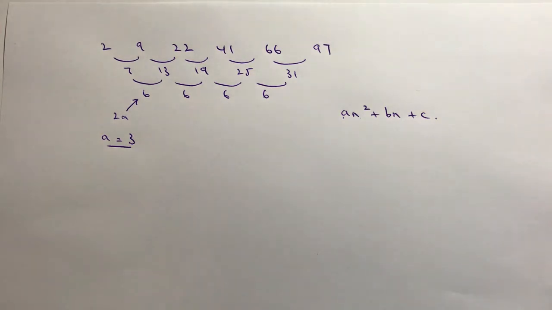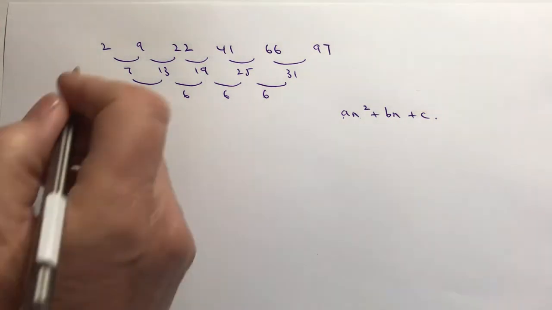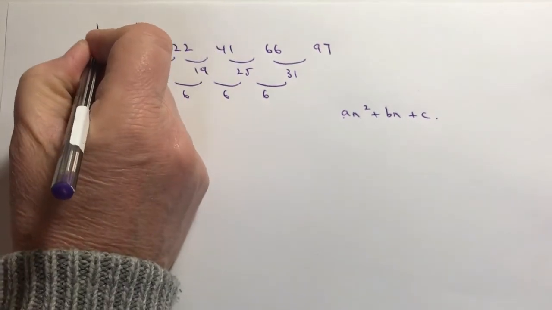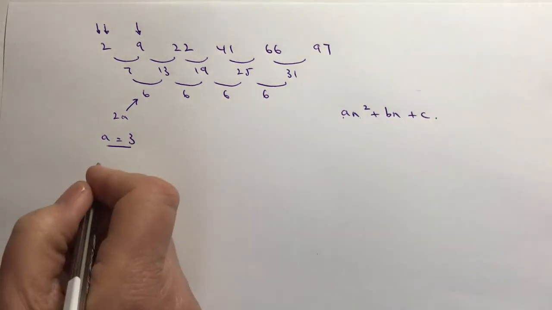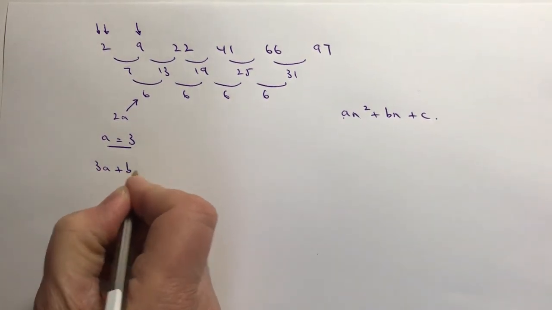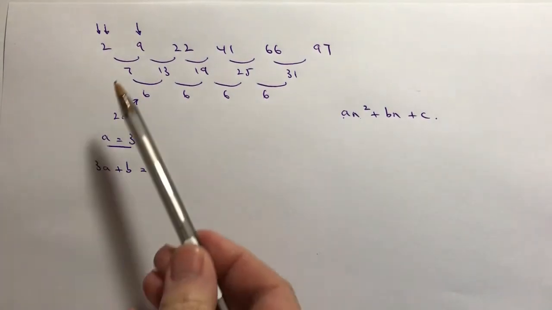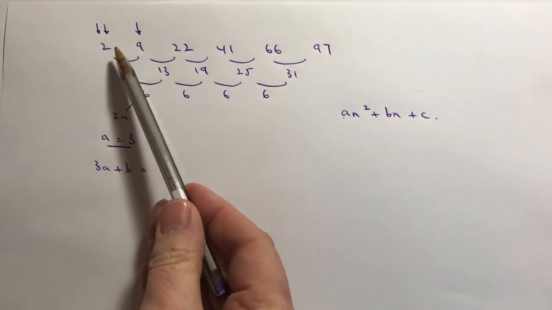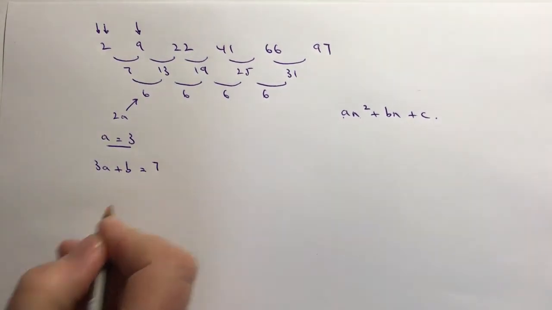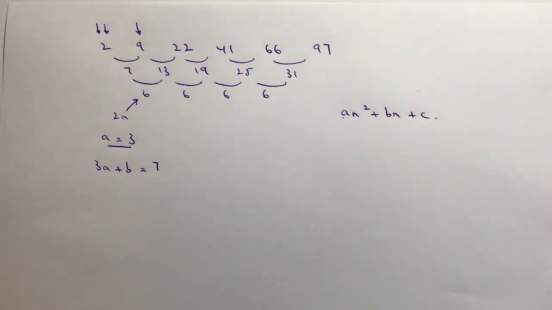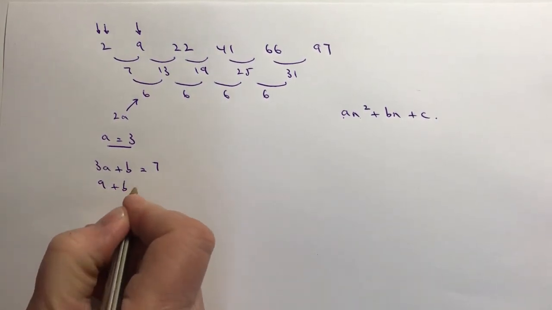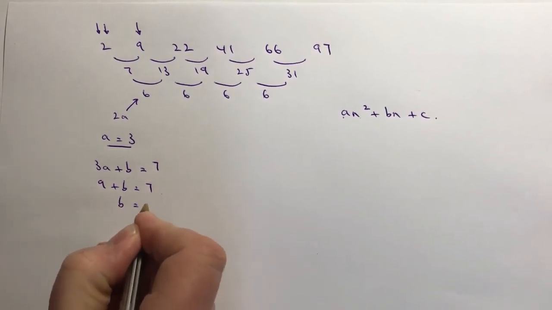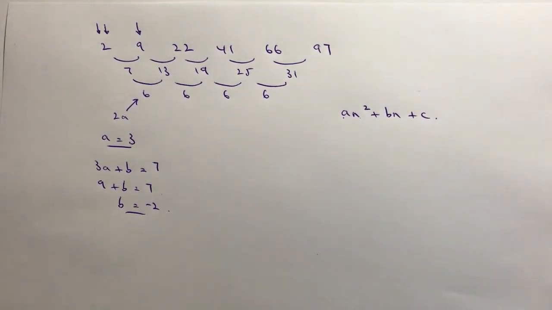Okay, then the next thing I'm going to do, and again this is duplicated with the previous videos, is I'm going to draw 3 arrows at the top of my first 2 numbers because they're the ones that are important to me. And then I need to remember 3a plus b equals the difference between the first 2 numbers. So 9 take away 2 is 7. Okay, I've already got my value of a, so I can plug this straight into here. So I've got 9 plus b equals 7. So b in this particular case equals -2, and that's going to be my second number here.